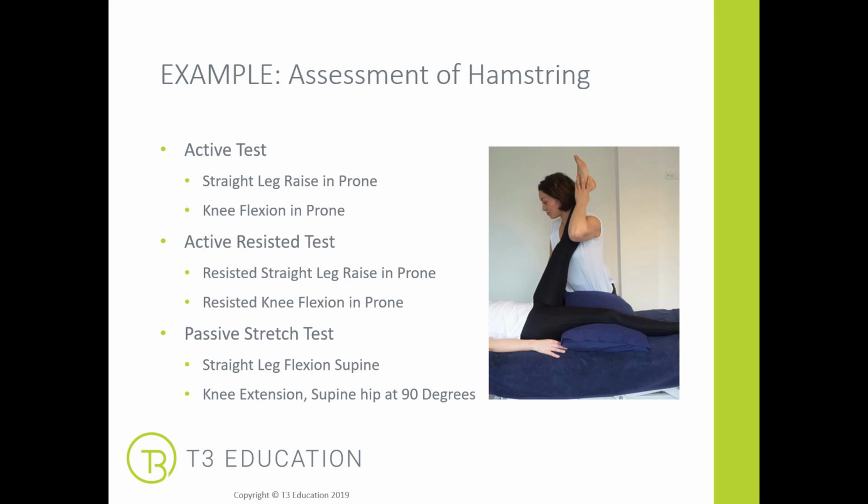So our active contraction is going to consist of a straight leg raise in prone, so a hip extension, and also a knee flexion in prone, as the hamstrings extend the hip and flex the knee. Active resisted, same movements, but against resistance, not moving through ranges of motion. And finally, our passive stretch would be a straight leg hip flexion in supine and a knee extension in supine with the hip at 90 degrees. We would just simply do those 6 movements, those 3 tests across both joints, and depending on when and where our client feels pain, will help us understand what might be going on.